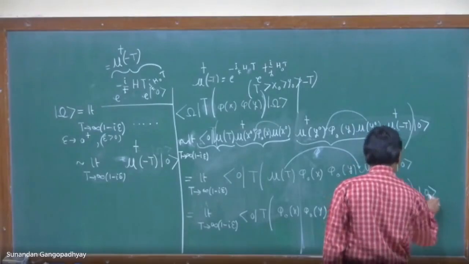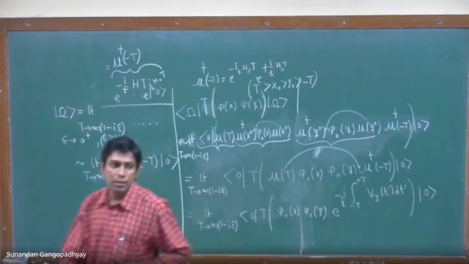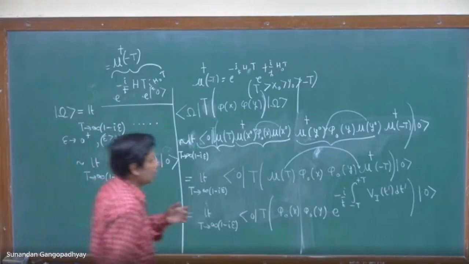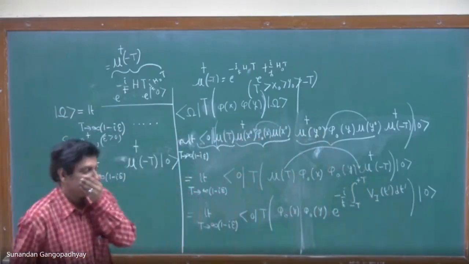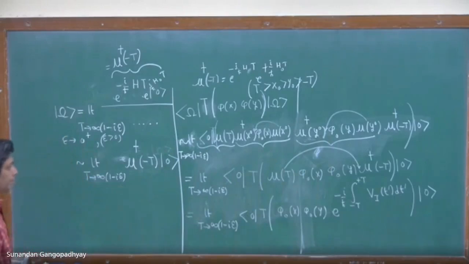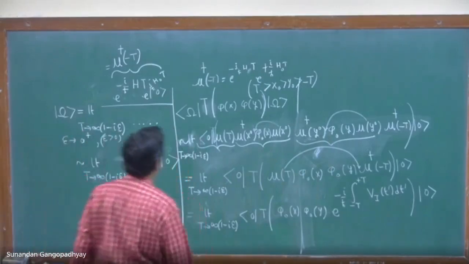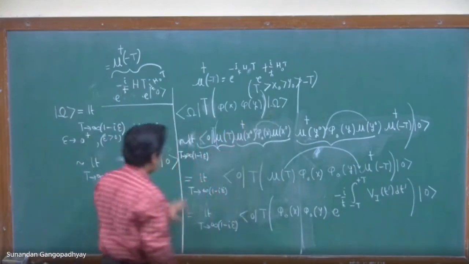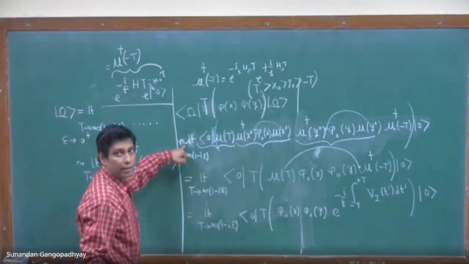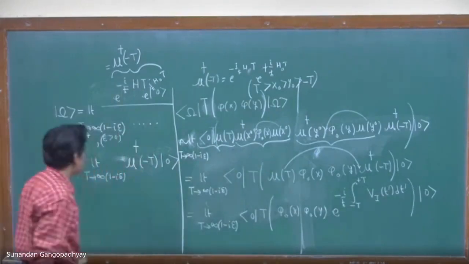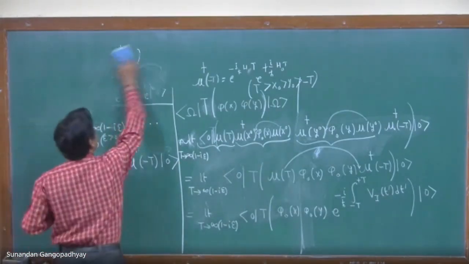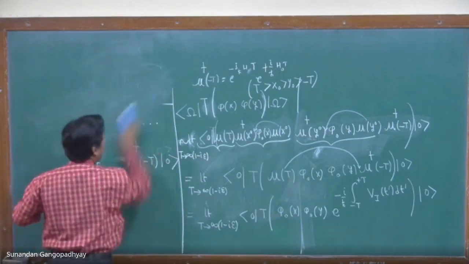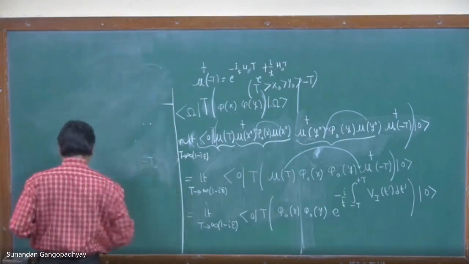Then V_I is basically the interaction part of the Hamiltonian in the interaction picture. Okay. So this is what we have. This is up to some factor, and we can take care of that factor in a nice way. If you just divide throughout by the overlap ⟨Ω|Ω⟩, that will take care of the normalization.